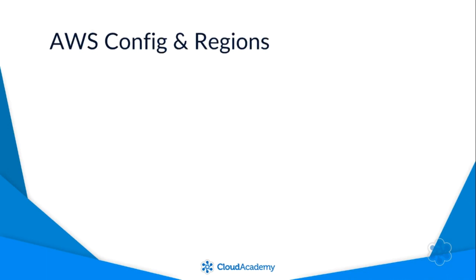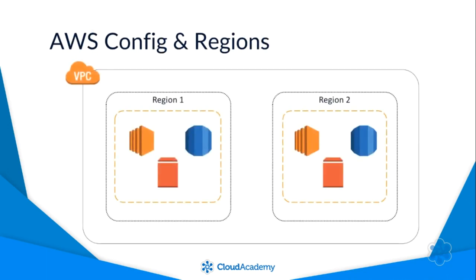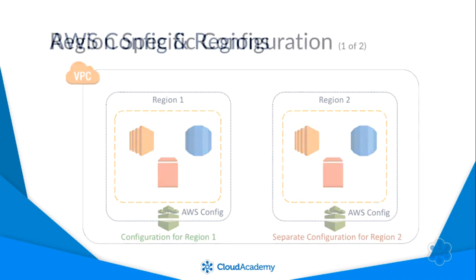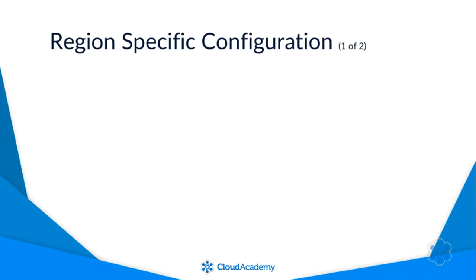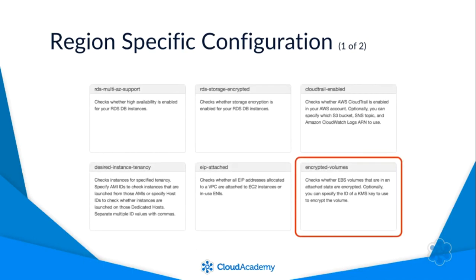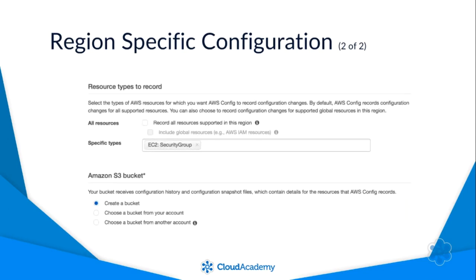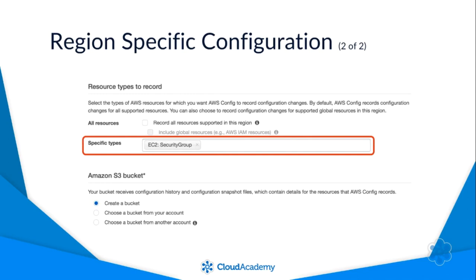AWS Config is region specific, meaning that if you have resources in multiple regions, then you will have to configure AWS Config for each region you want to record resource changes for. When doing so, you are able to specify different options for each region. For example, you could configure Config in one region to record all supported resources across all services within that region, and add a predefined AWS Managed Config rule that will check if EBS volumes are encrypted.